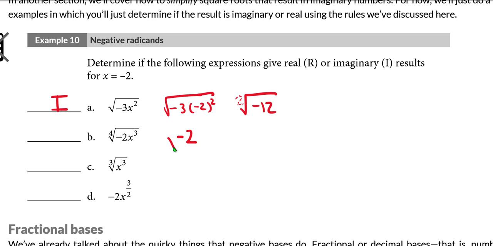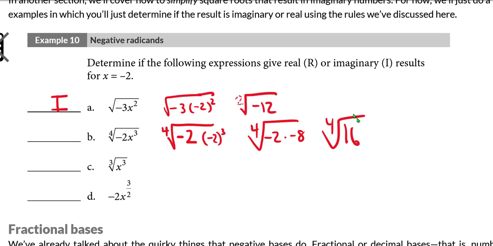So what do we have here? We've got the fourth root, that's an even index, of negative 2 times negative 2 cubed. Negative 2 cubed, remember, that's a negative to an odd power, so that's going to give us a negative. It's going to be negative 8. So we've got the fourth root of negative 2 times negative 8, that is the fourth root of 16. That's perfectly fine. We can take the fourth root of a positive number and get a real result. That is actually just going to be 2.